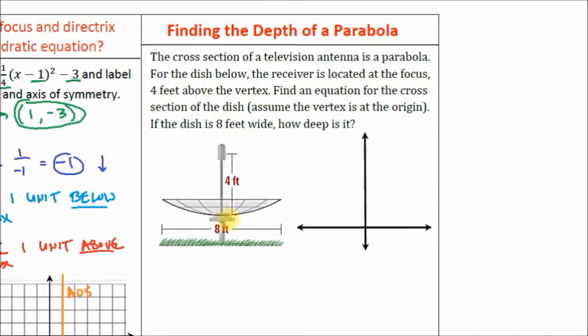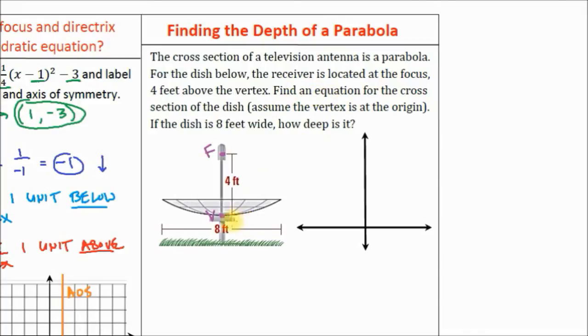You can see right here, if we want to pick this as our vertex right there, we can see that the focus is right here. I'm going to label that F, and I'm going to label this V. Find an equation for the cross-section of the dish. Basically, they want to know what's the equation of this shape, this parabolic curve here that makes up the satellite or the antenna.